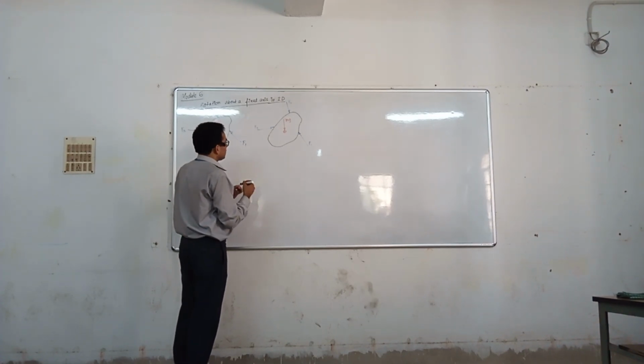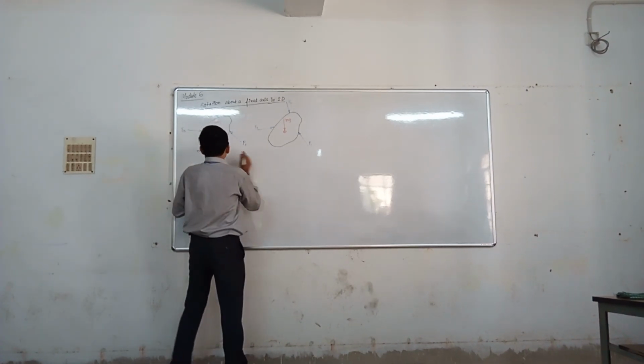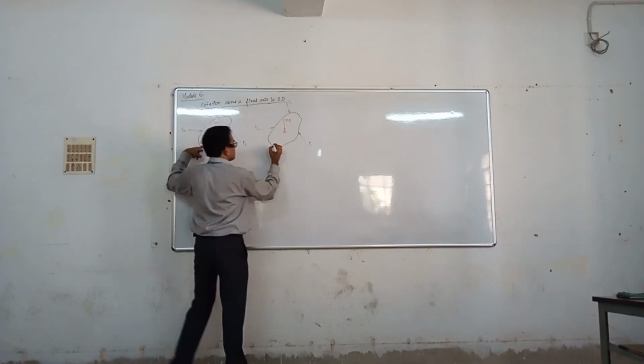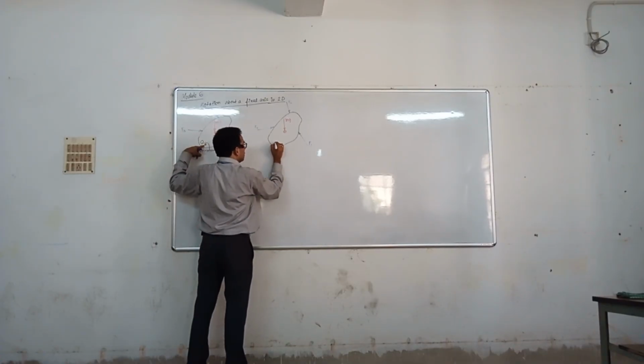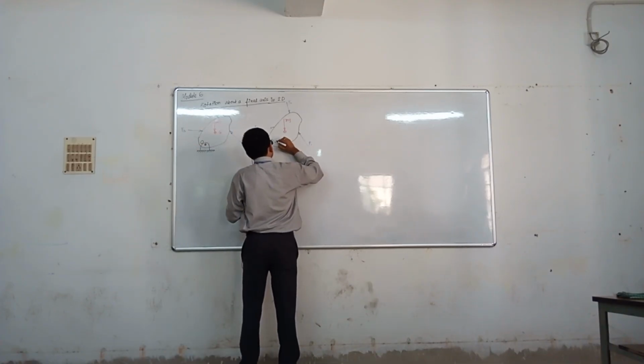So I am showing it in terms of normal and tangent. What is the normal and tangent? First let me draw point O. So this is O and this is G. I will connect these two.